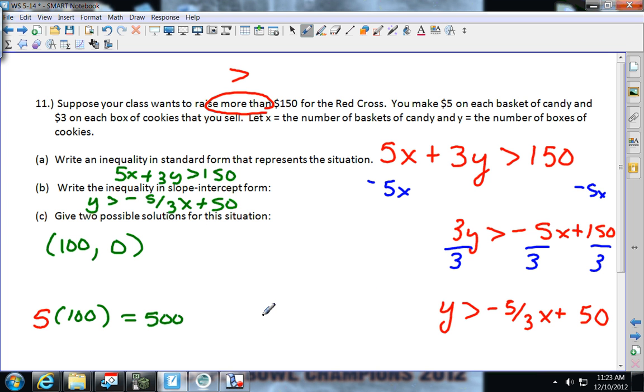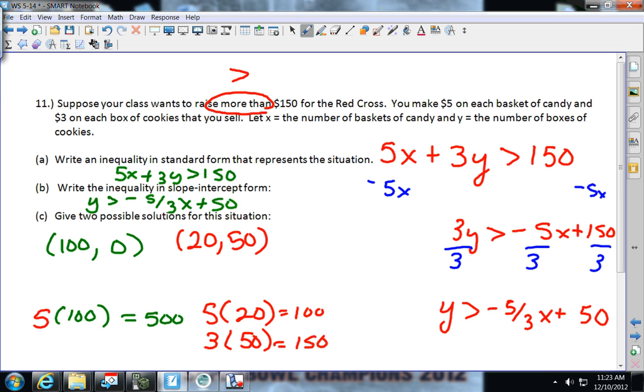I could pick some other numbers. I could choose, I don't know, $5 times 20. That gives me 100, right? So then I could just pick any number that's bigger for the y. I have 3 times, say 50. That's 150. Add them together, that's 250. So another option would be 20 and 50. You would just take numbers and plug them in for x and y to see when you add them together, do they equal more than 150?